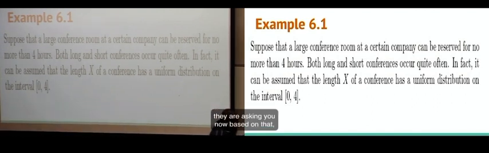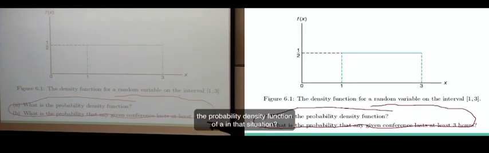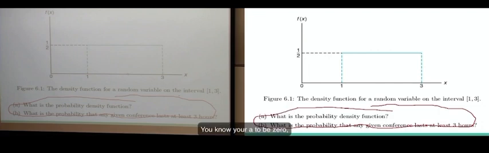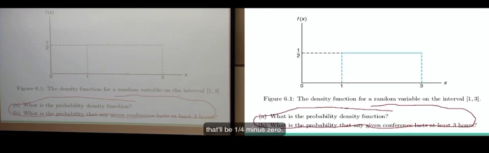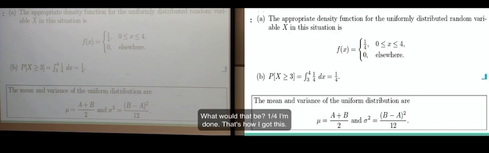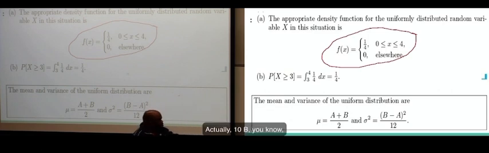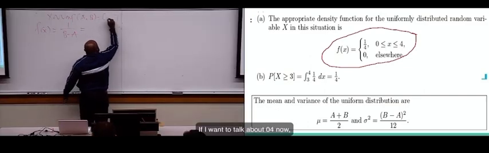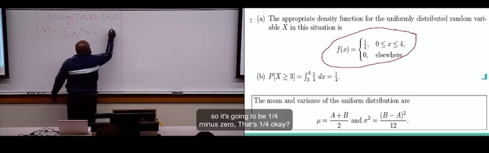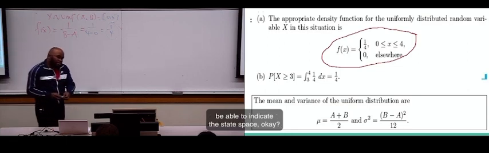Now the first question they are asking is, what is the probability density function of X? In that situation, you know your A is 0 and B is 4. If you use 1 over B minus A, that will be 1 over 4 minus 0. What would that be? 1 over 4. I'm done. That's how I got this. Any question? The earlier one was 1 over 2 for 1, 3. But for 0, 4, it's 1 over 4 minus 0, that's 1 over 4. And when you write 1 over 4, then you need to be able to indicate the state space.